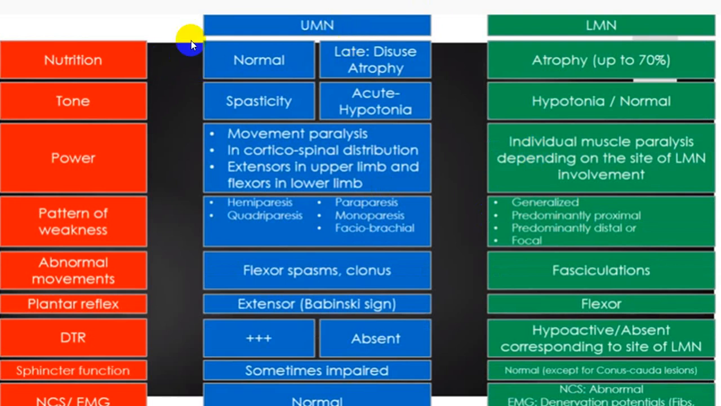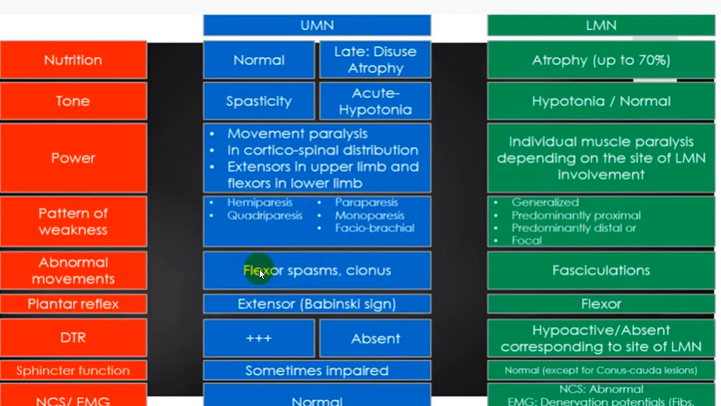In upper motor neuron, disuse atrophy; in lower motor neuron, atrophy. As far as the tone is concerned, hypotonia in lower motor neuron, while here spasticity. During the acute phase, hypotonia. Power wise, diminished. Here it will be almost zero, depending upon which muscles are involved. Pattern of weakness very frequently in upper motor neuron is hemiparesis, quadriparesis, paraparesis, monoparesis, etc. While very rarely it can be generalized. Good number of times it is predominantly proximal or predominantly distal and local.